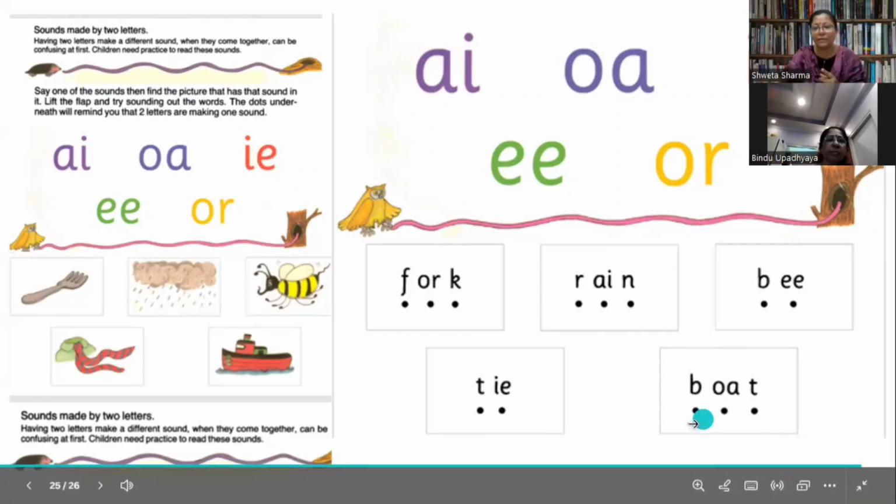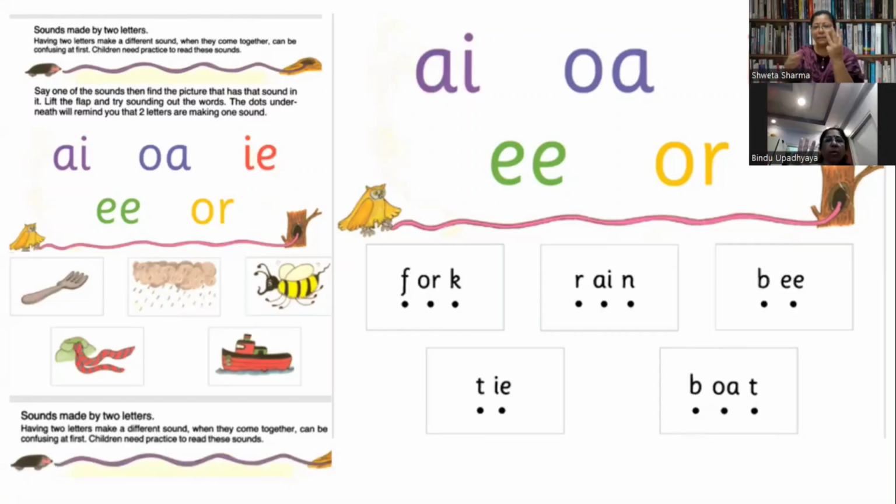The last one is 4 letters but 3 sounds. So what are they? O. And which action for O? The action for O? Billy goat? Oh, yes. So from here they will start. This takes time. Not so easy as we think.